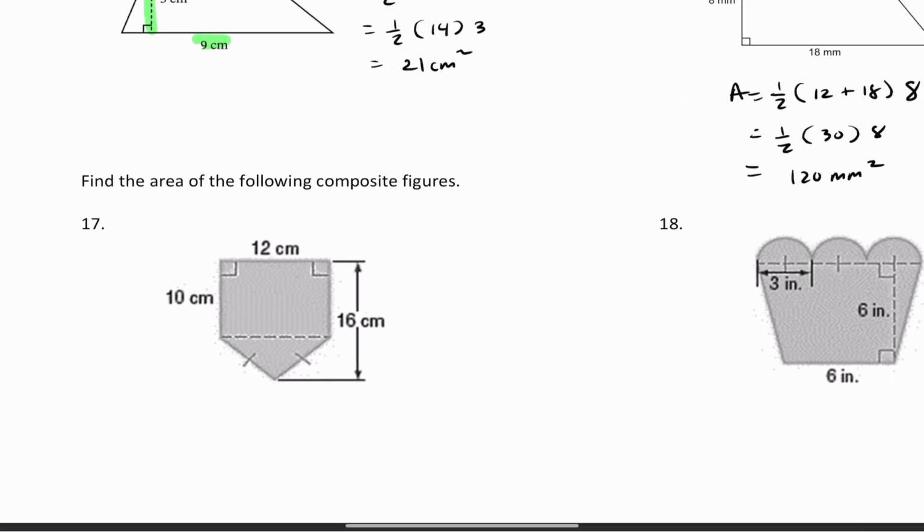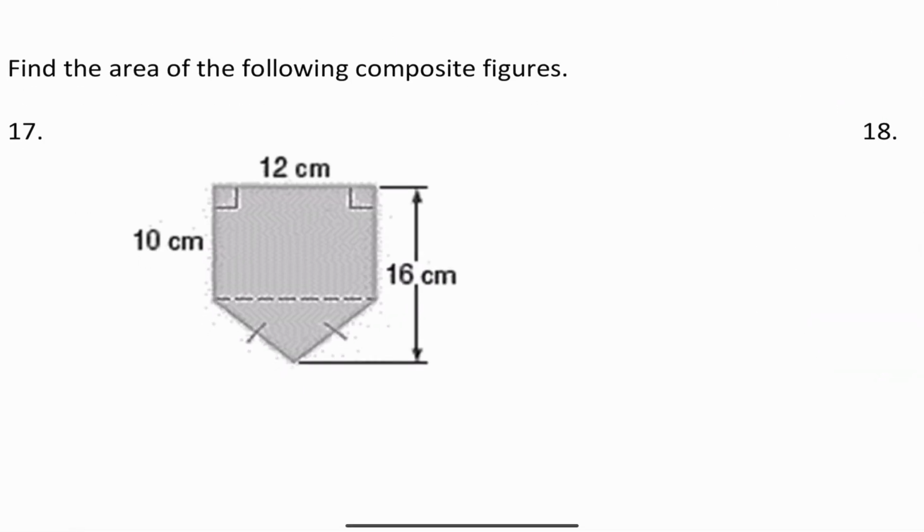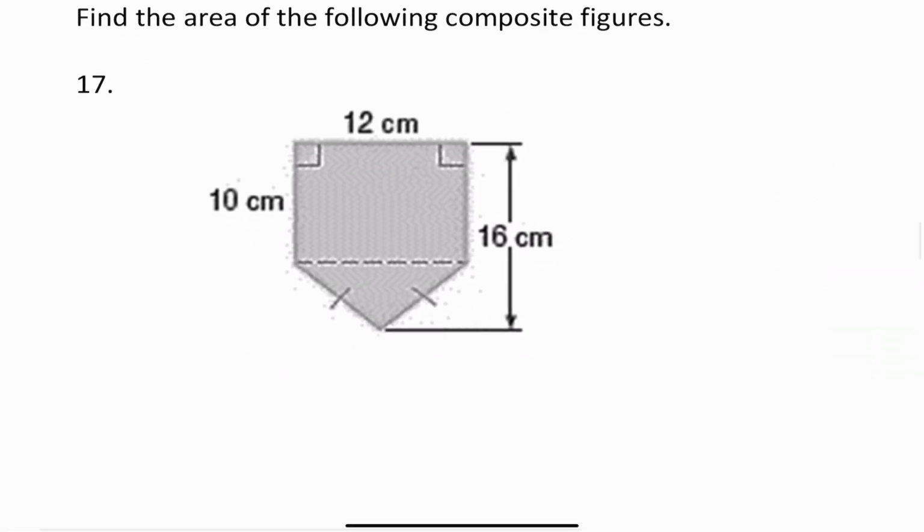Number 17, find the area of the following composite figures, which means that you look at the shapes, you determine which shapes you have, and then you're going to add up the areas of all the shapes that you currently see. So right now, I'm looking at number 17. I see we have a rectangle, so we're going to figure out the area of the rectangle. And I notice that we have a triangle, so I'm going to write area of triangle there.